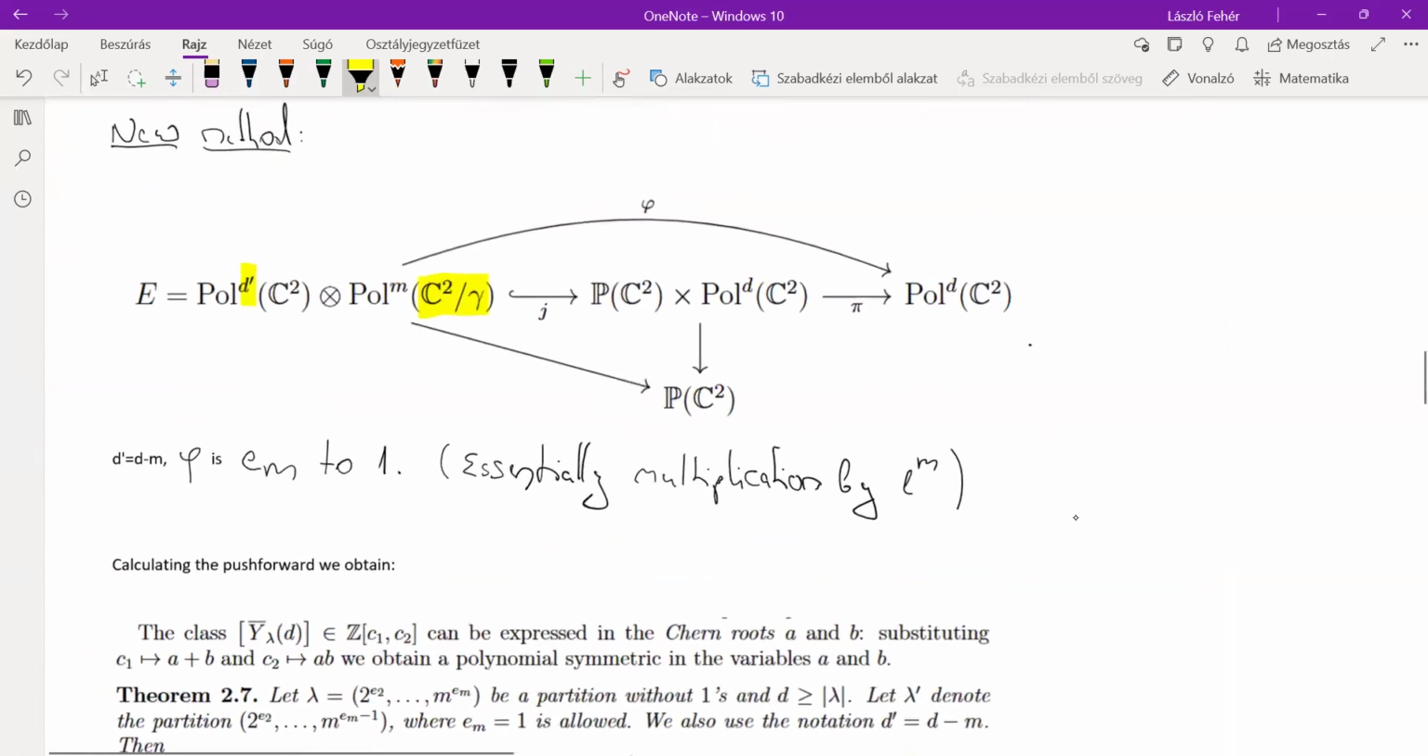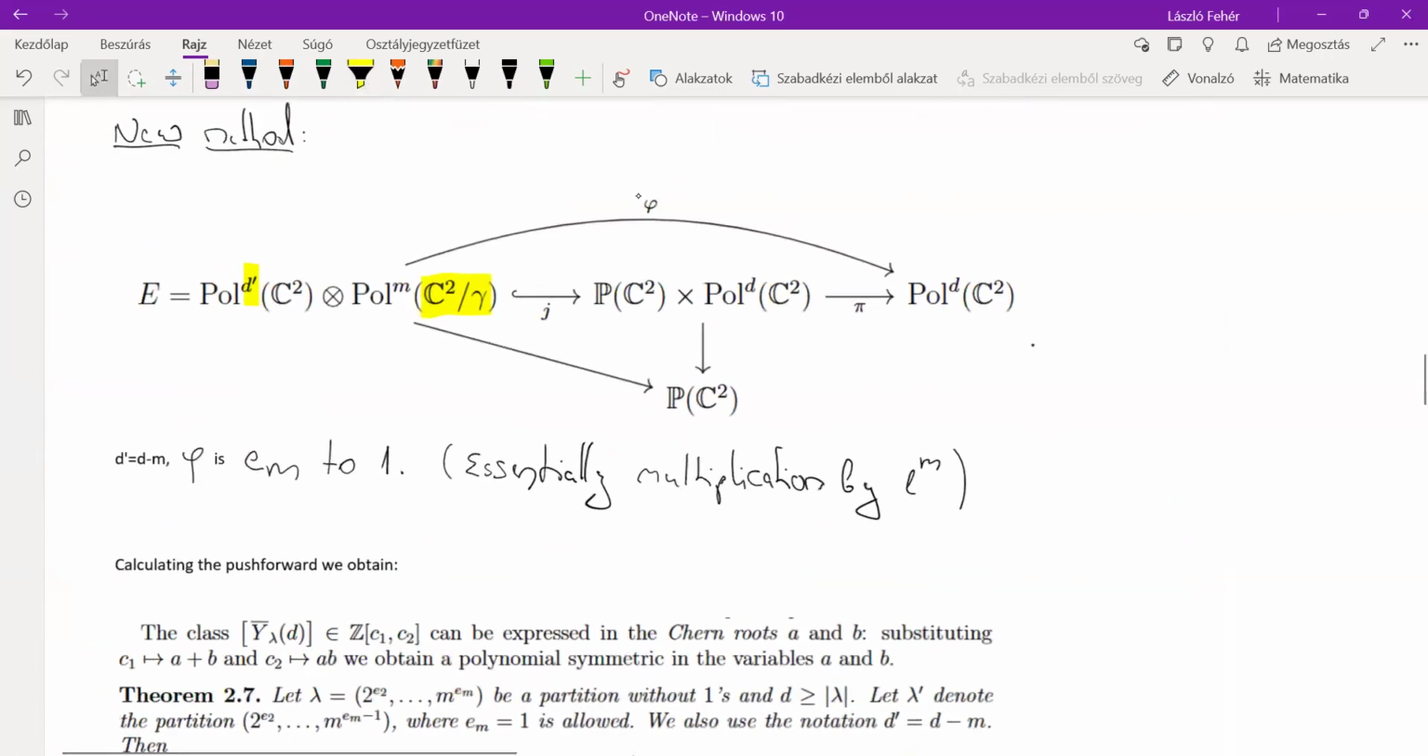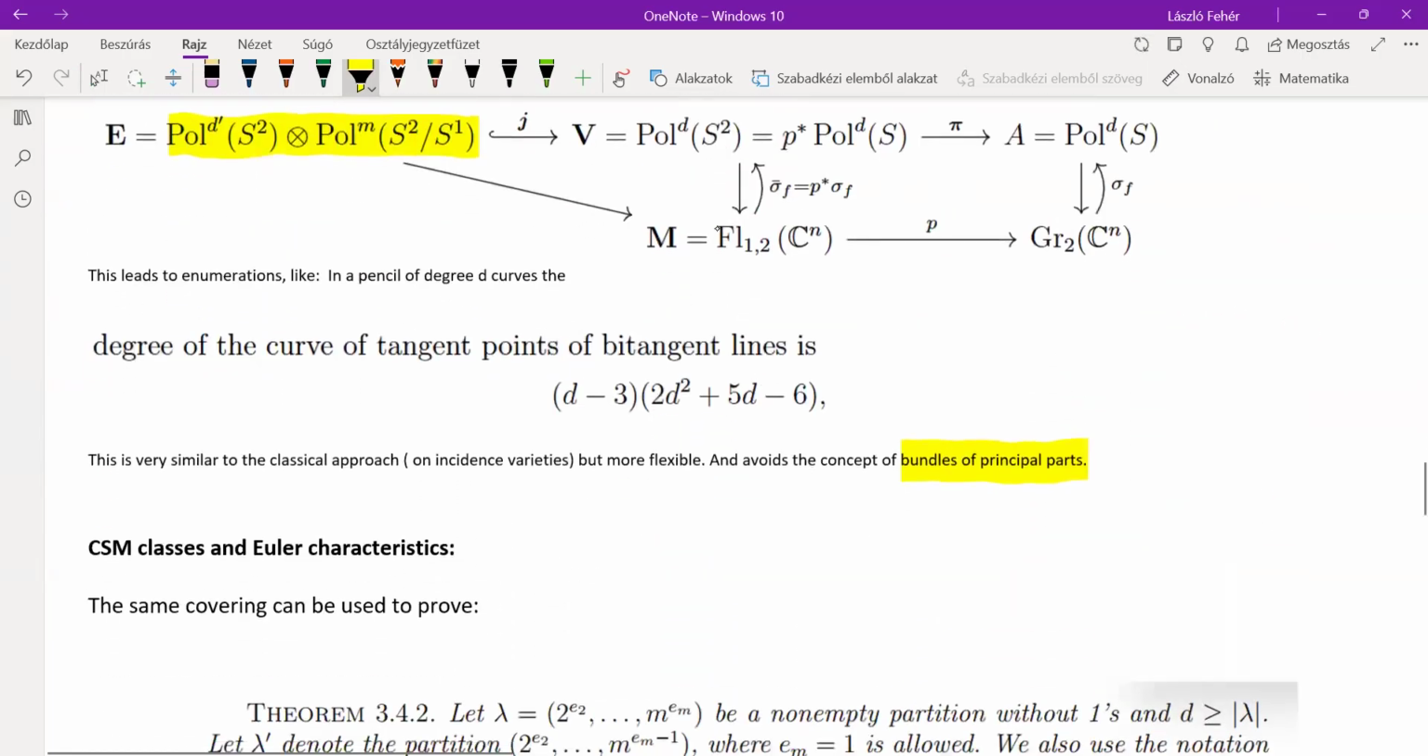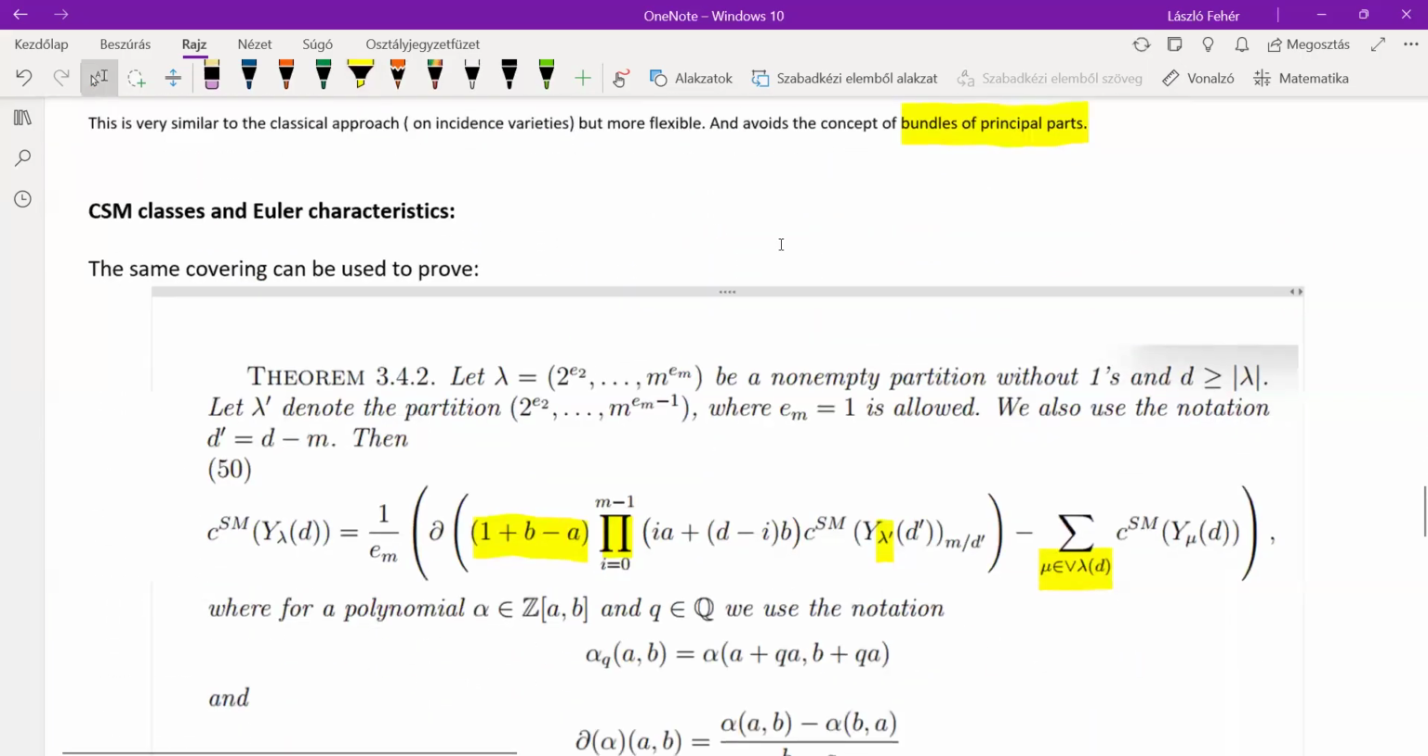then the image of this phi contains a lot of strata, a lot of new strata. So this is what is collected here. So I have to subtract the CSM class of these more complicated strata.